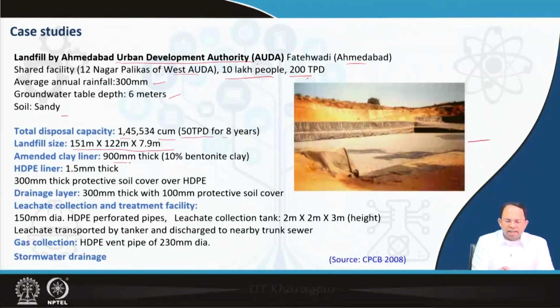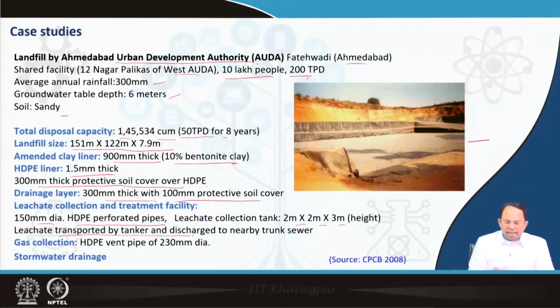Amended clay liner of 900 millimeter thickness with 10% bentonite clay. HDPE liner 1.5 millimeter thick, which is standard. 300 millimeter thick protective soil cover over HDPE. Drainage layer is 300 millimeter thick with 100 millimeter protective soil cover. Leachate collection and treatment facility is via 150 millimeter diameter pipes. Earlier we have learned 200 millimeter diameter pipes, but here they have adopted 150 millimeter diameter pipes. HDPE perforated pipes are used. Leachate collection tank is given, which is 2 meter by 2 meter by 3 meter height.